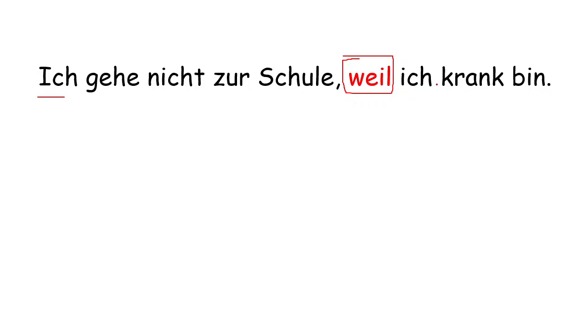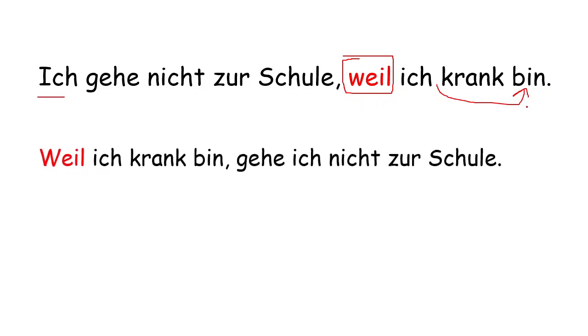The verb which was here goes here. Here, weil comes at the first position. Weil ich krank bin, because I am ill. Then we have verb, comma, verb. Verb, comma, verb. Gehe ich nicht zur Schule. I don't go to school.